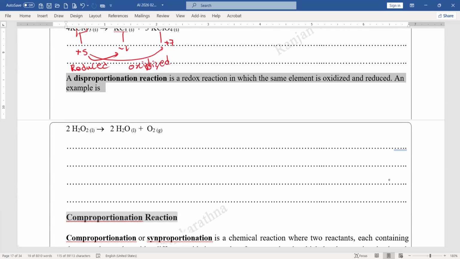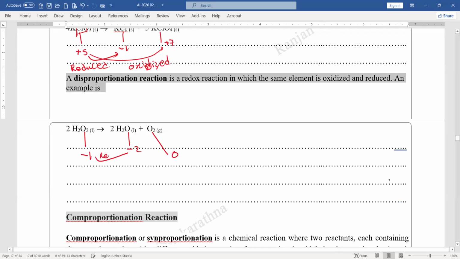In this case, oxygen is in -1, here it is in -2, here it is in 0. Here reduced, here oxidized. Reduced, oxidized. So the same chemical element oxygen. So that is a disproportionation reaction.